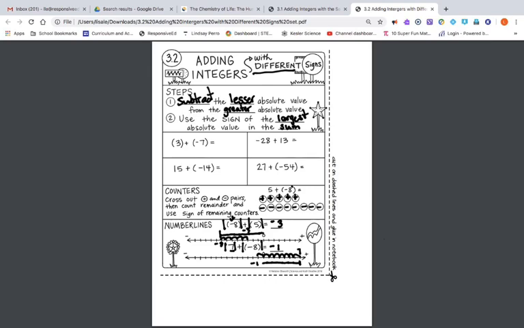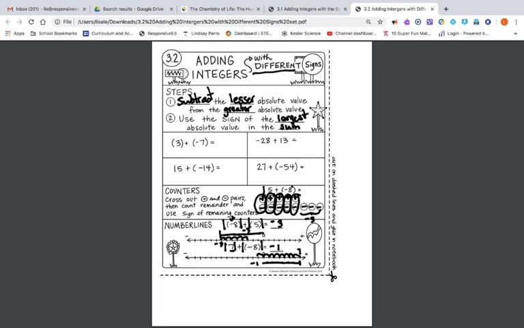Now we talked about the inverse property of addition. So when I have a +1 and a -1, those create a 0 pair. +1, -1, 0 pair. +1, -1, 0 pair. +1 with the -1, 0 pair. +1 with the -1 is a 0 pair. So then what I'm left with is just 3 negatives. Okay, so that's how I can use counters.